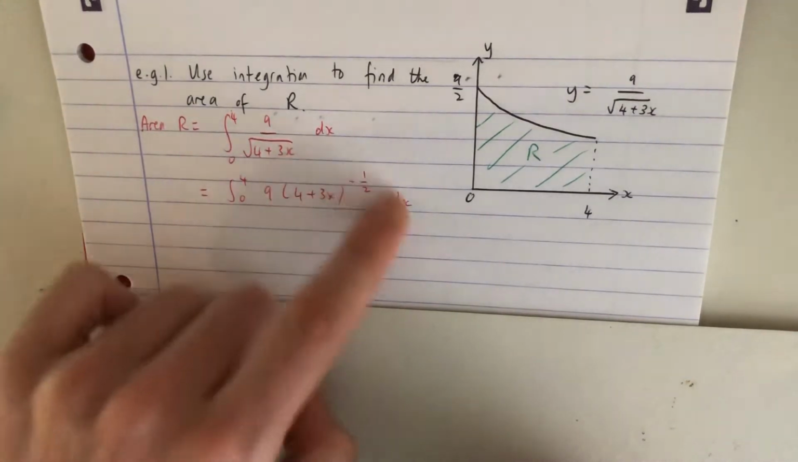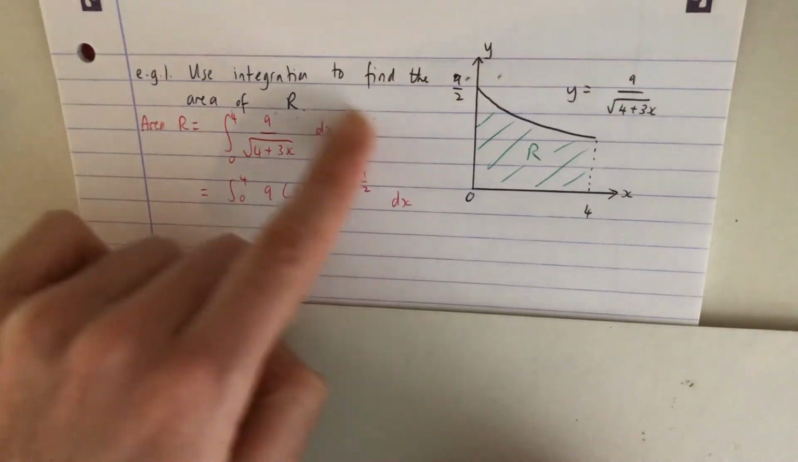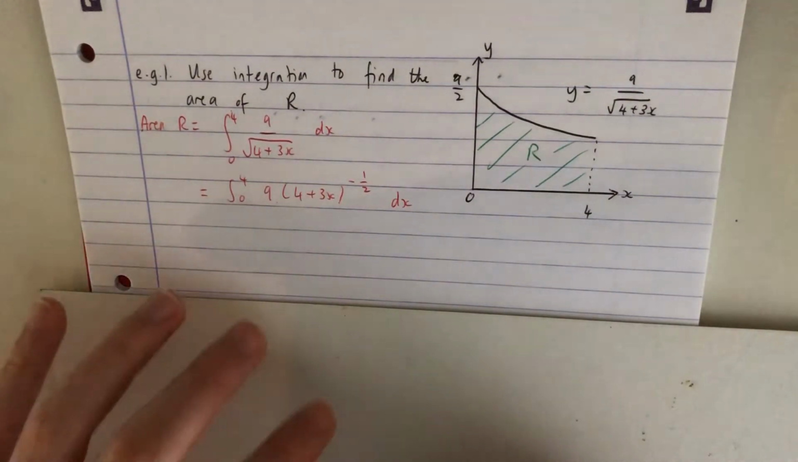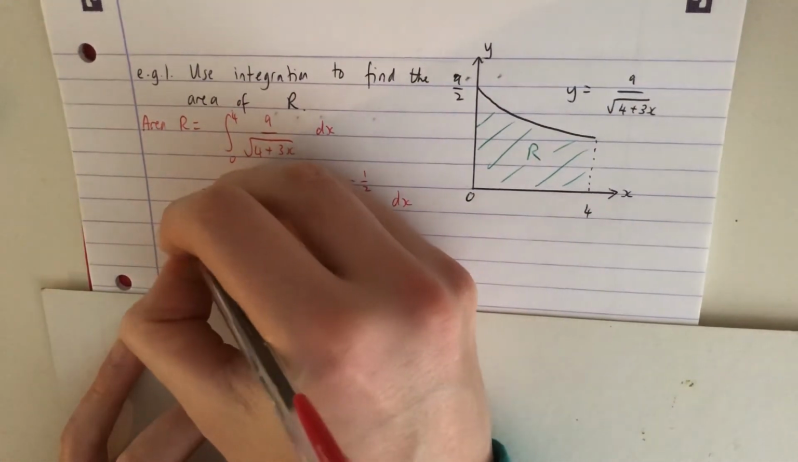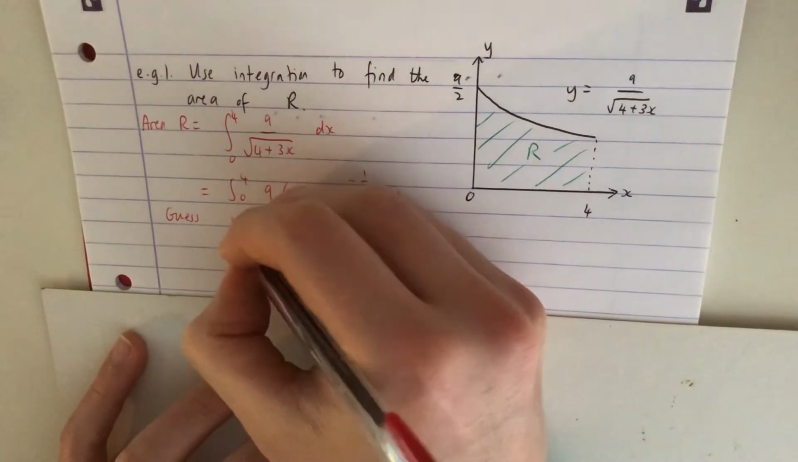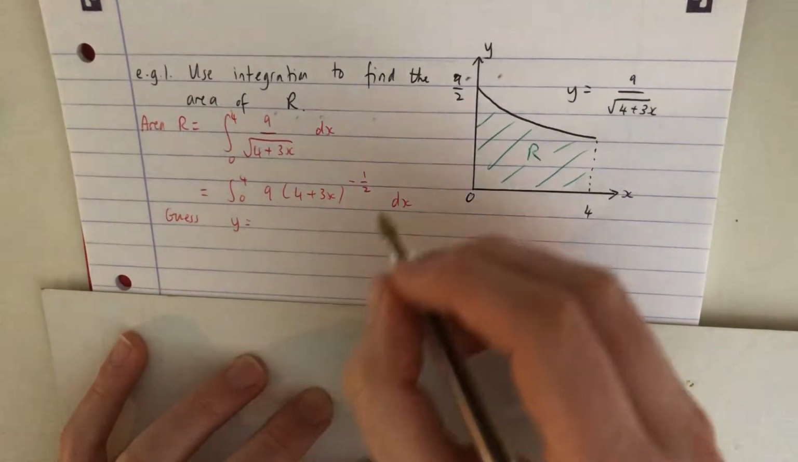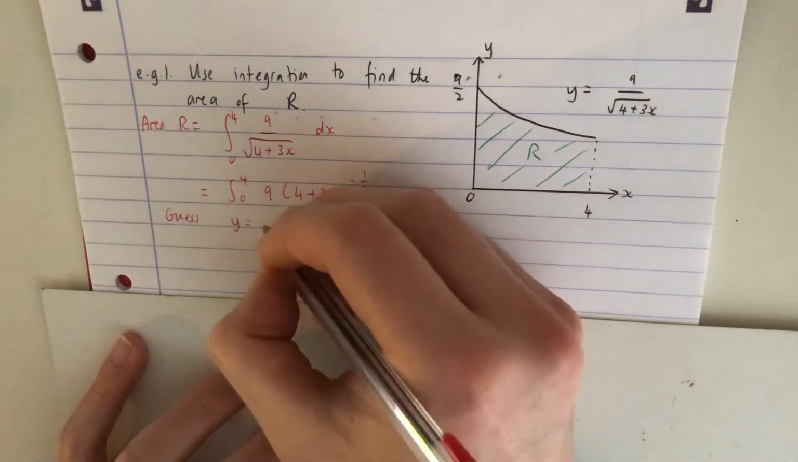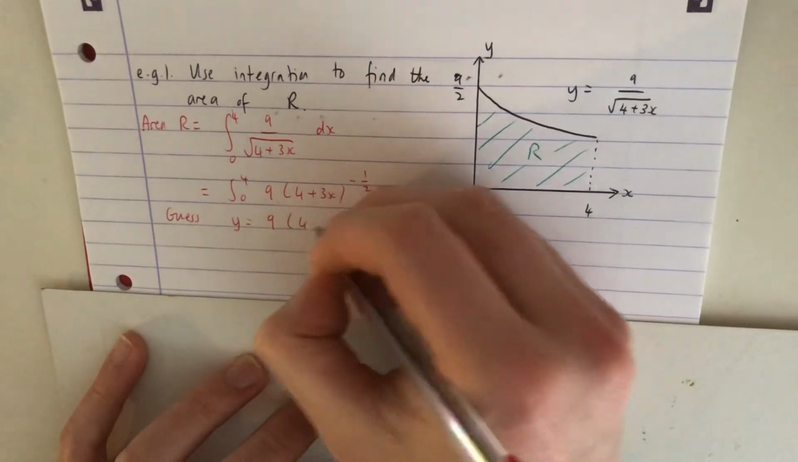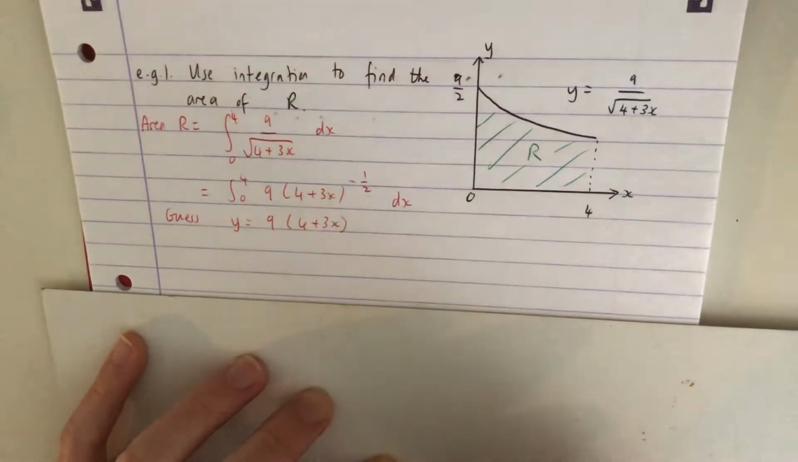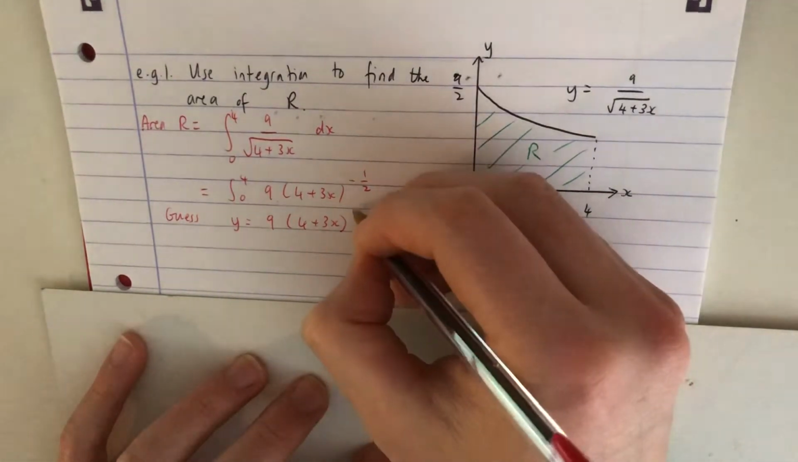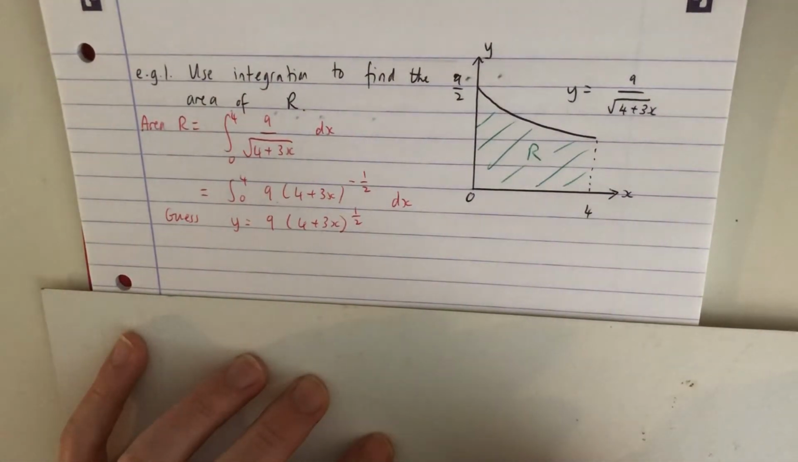And then this is one of our reverse chain rule questions where we add 1 to the power, divide by the new power. So I would guess y is equal to, let's add 1 to the power of this. I'll keep the 9 in there. Why not? 4 plus 3x to the power of a half. Let's see how bad this guess is.